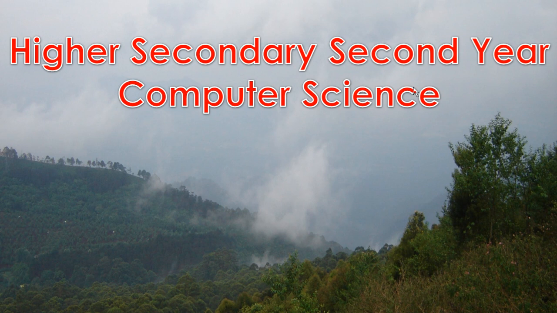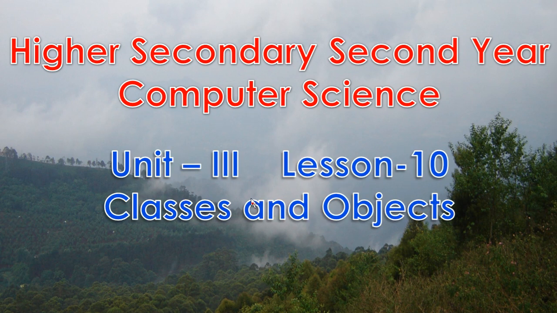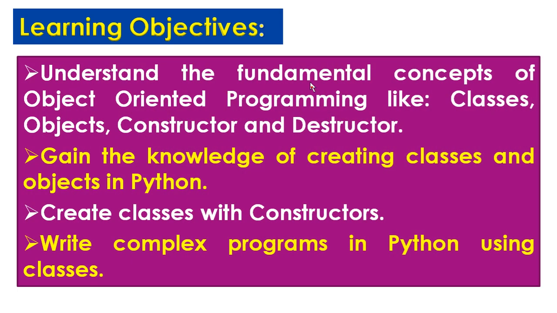Higher Secondary Second Year, Computer Science, Unit 3, Lesson 10, Classes and Objects, Part 1. The learning objectives of this lesson: to understand the fundamental concepts of object-oriented programming, like classes, objects, constructors, and destructors.